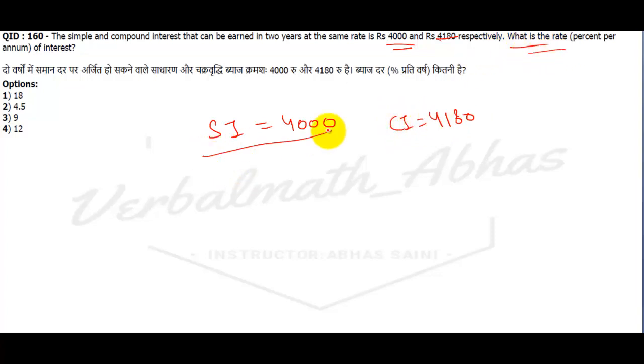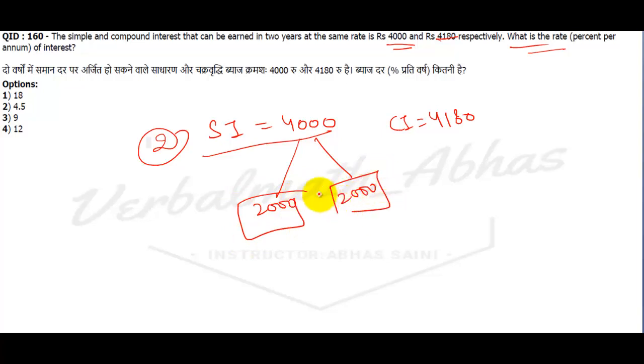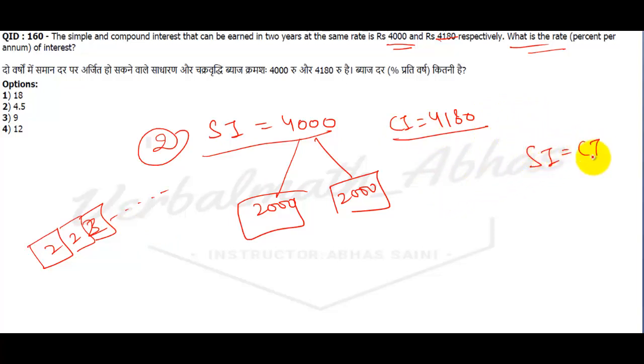See, simple interest for 2 years means for 1 year it is 2,000 and again it is 2,000, because we know that simple interest will be the same every year. Like if the first year it is 2, the second year is also 2, the third year is also 2. So this is your simple interest. But CI means for the first year it equals SI. This is for only the first year.